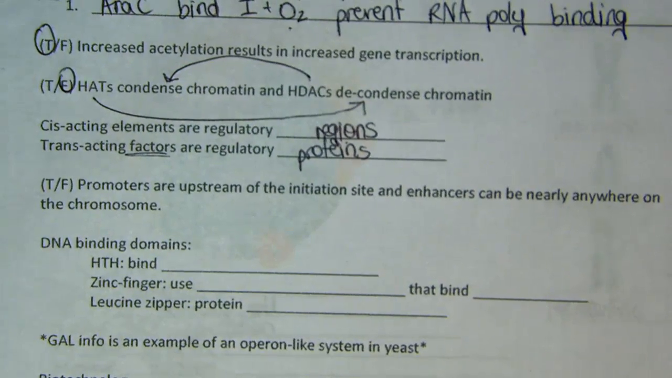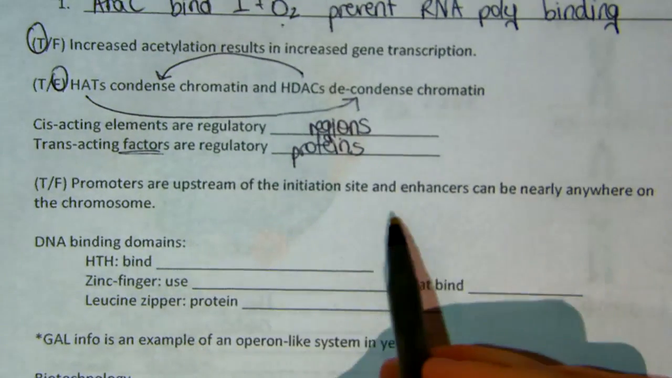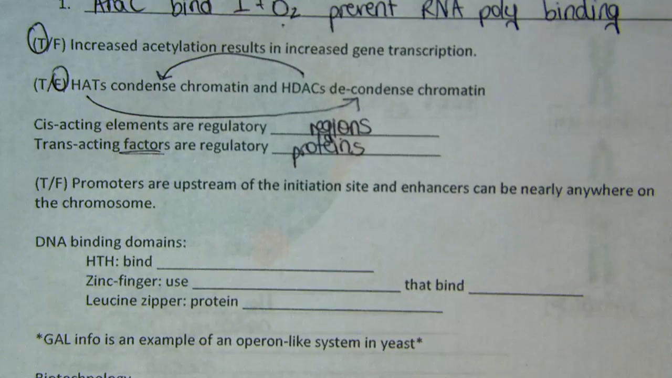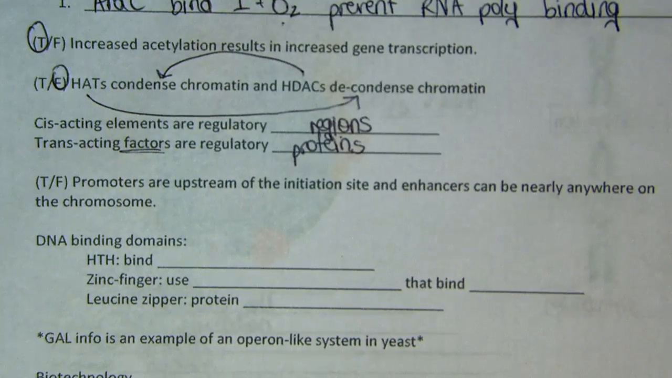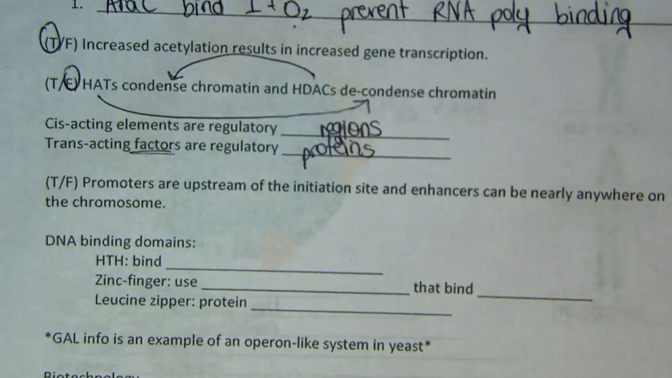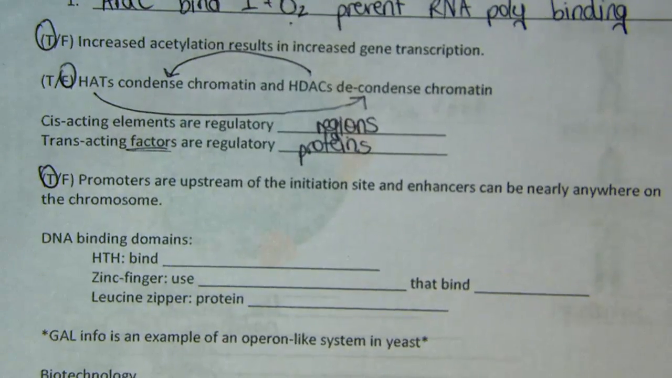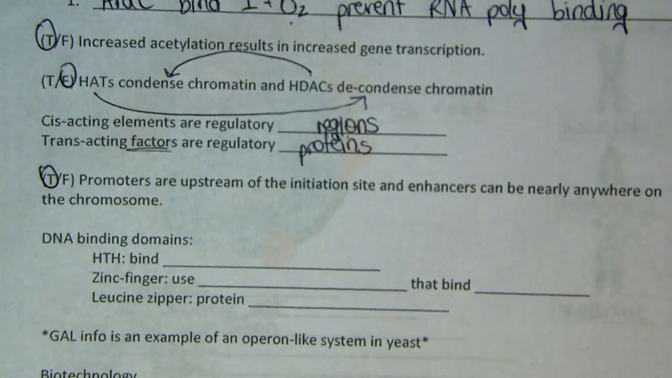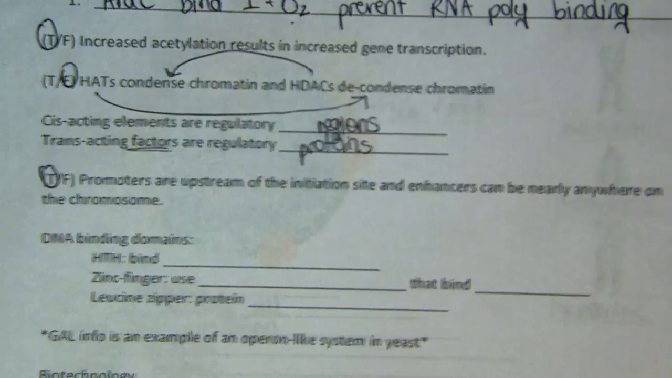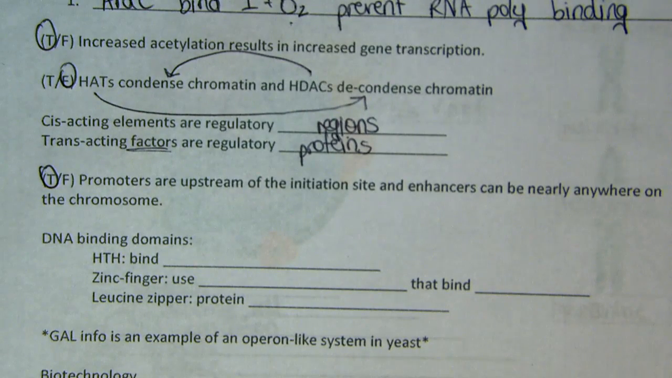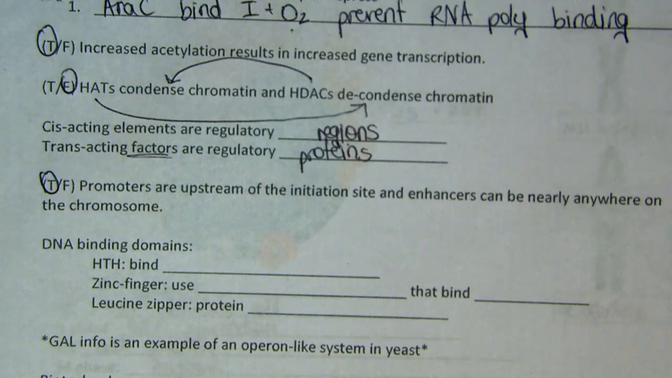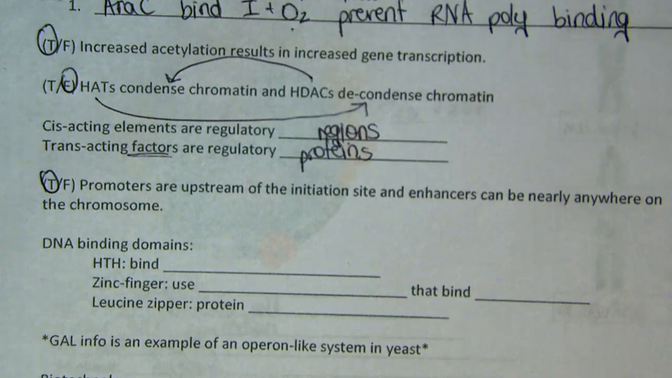Another true-false. Promoters are upstream of the initiation site, while enhancers can be nearly anywhere on a chromosome. Good, true. You need the promoter to always be before where you want initiation to begin, because you want the enzyme to bind at the promoter and then get to the initiation site more downstream. But enhancers can be anywhere and influence almost anything. So as long as they're transcribed, they can get to where they need to be and increase or decrease transcription rates.